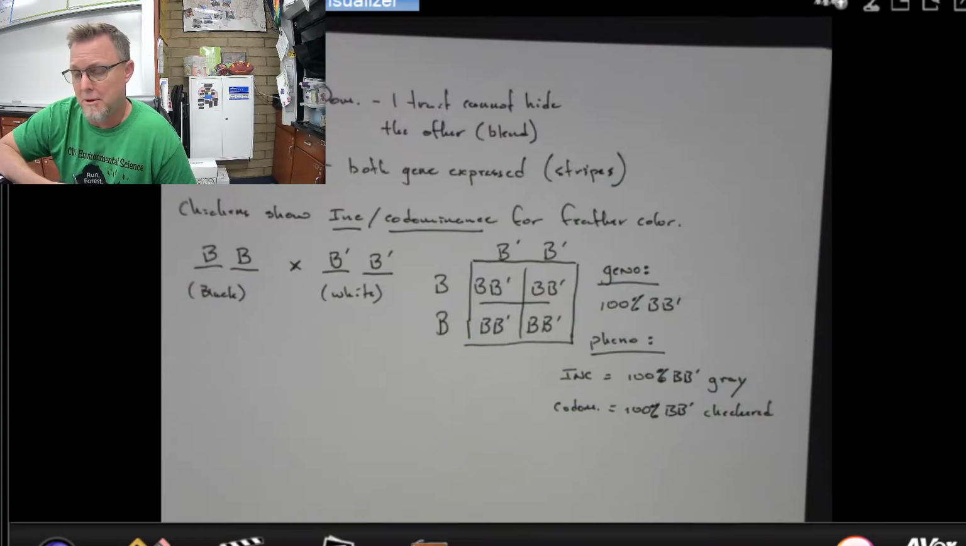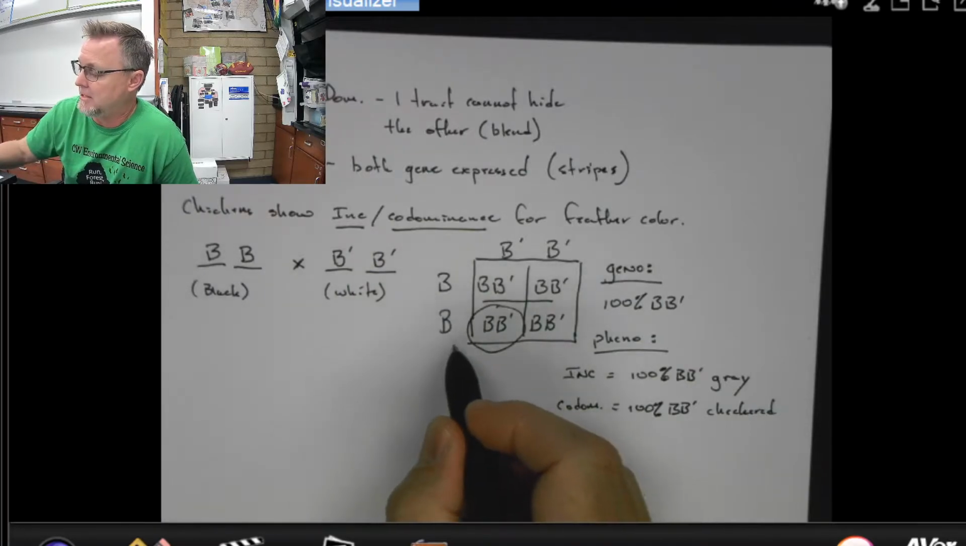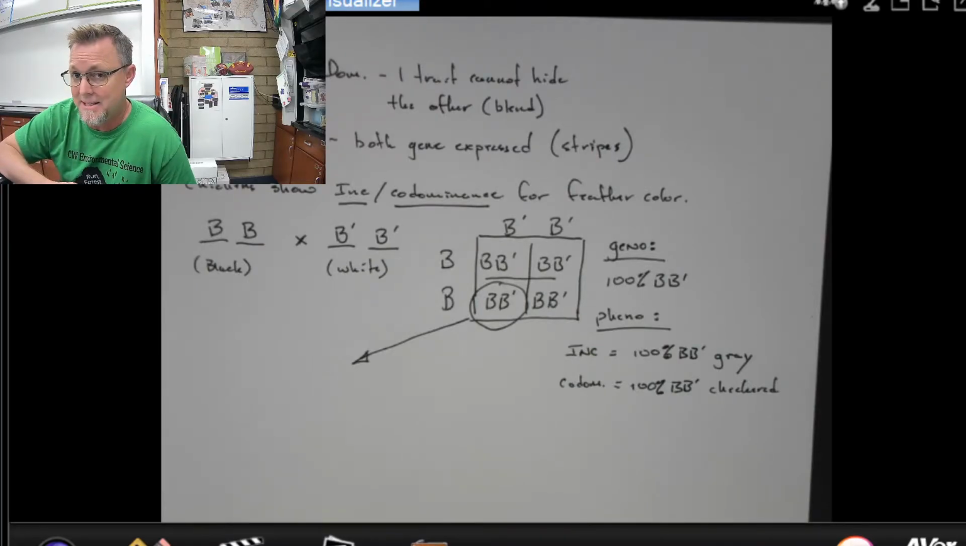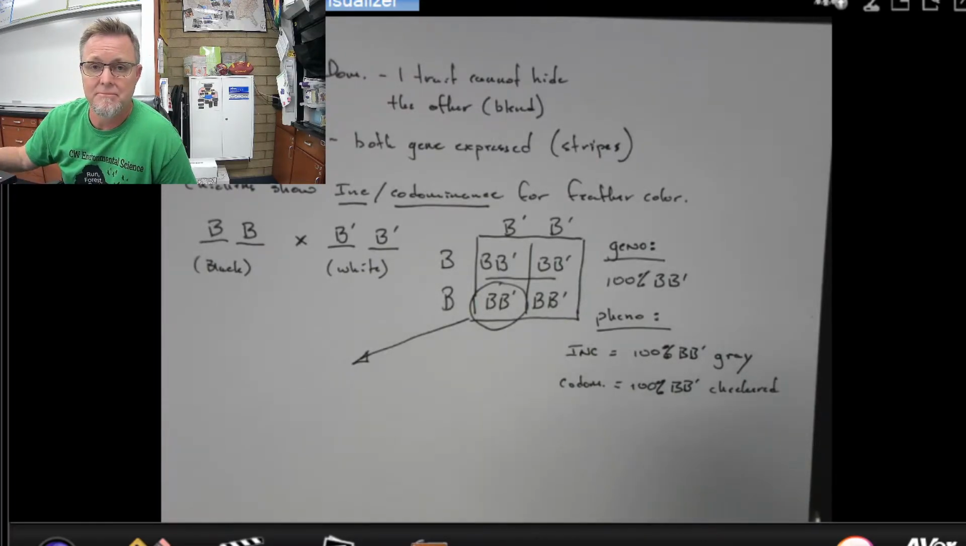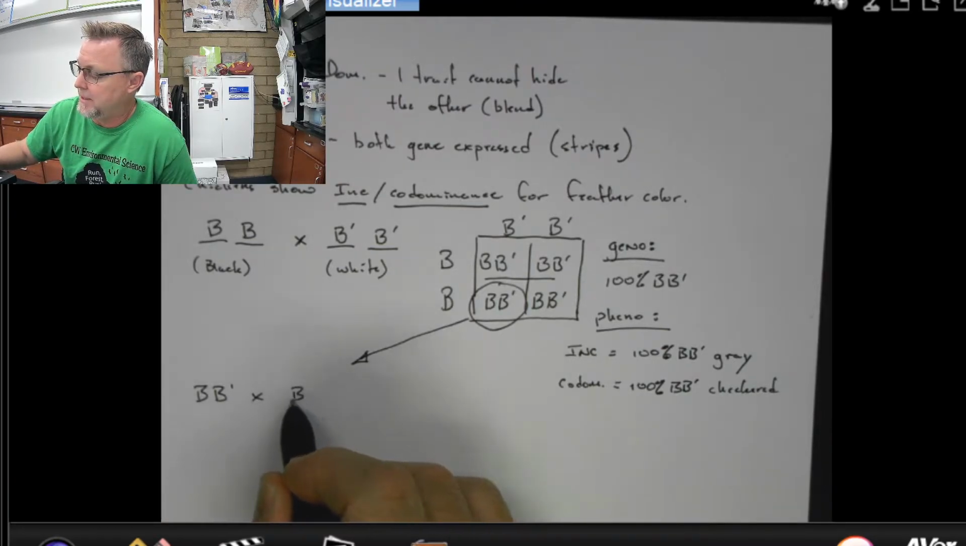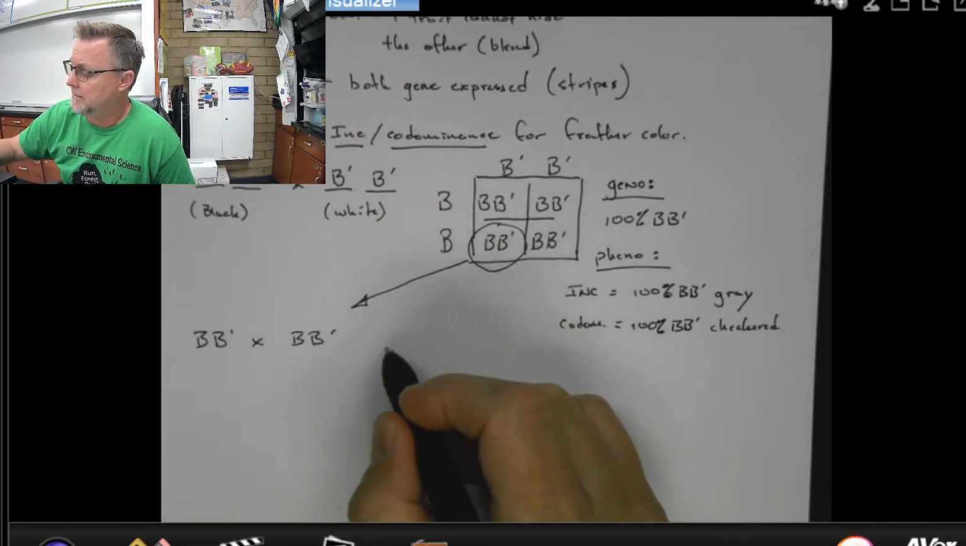So we're going to do one more cross. What would happen if we took 2 chickens that were like this from the F1 and we crossed them? So in words, basically I'm crossing 2 heterozygous chickens. Or if I wanted to focus on incomplete and codominance, I could say I'm going to cross 2 chickens that are gray if it was incomplete, or I could say 2 checkered chickens if I was talking about codominance. At the end of the day, it's big B prime crossed with big B prime.